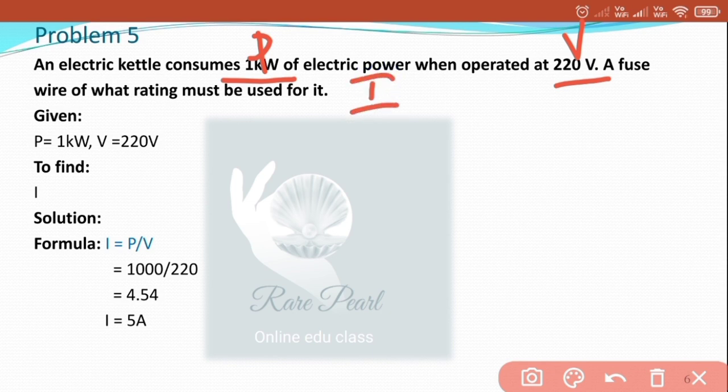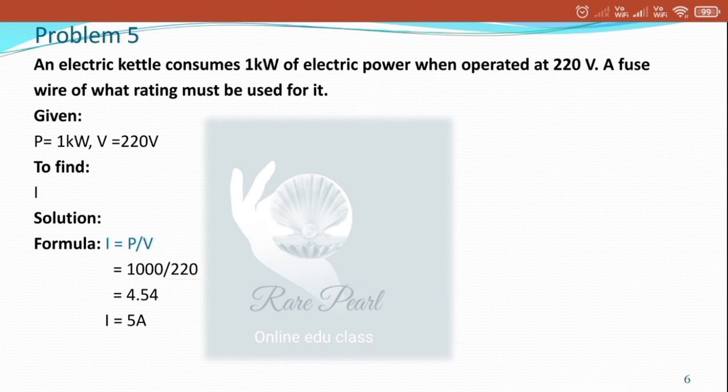So what is the relation between P, V and I? I is equal to P by V. Power is 1 kilowatt, and 1 kilowatt is equal to 1000 watt. Voltage is 220. So 1000 divided by 220 will be 4.54, which is almost equal to 5 amps. So 5 amps will be the current rating, that is the fuse rating we have to choose for this particular apparatus.